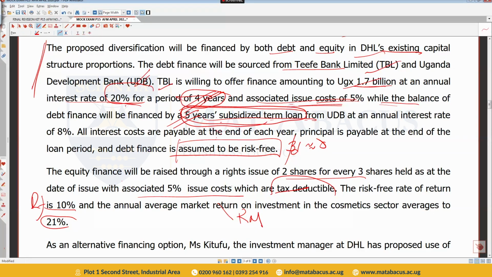Then we go to equity. Equity finance has an issue cost. UDB loan doesn't have issue cost.